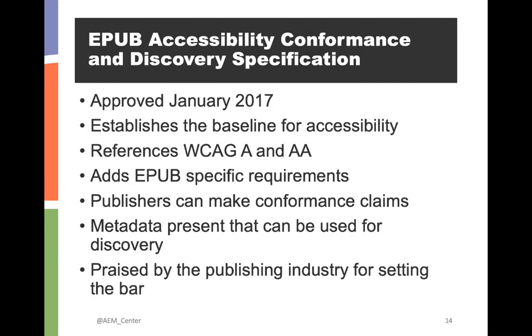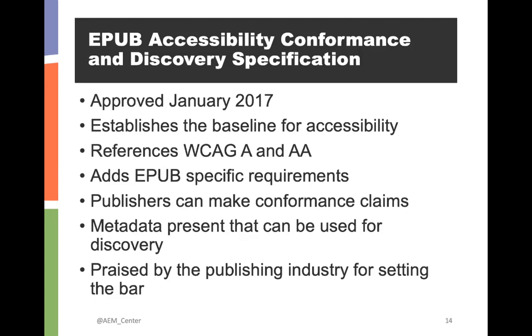So in addition to the specification for publishing, we have the EPUB Accessibility, Conformance, and Discovery specification, which was published in the beginning of 2017. And it sets the baseline for accessibility. If you conform to this accessibility specification, you know your publications will meet a baseline for accessibility.